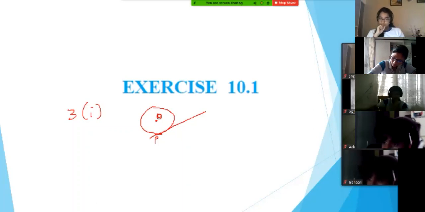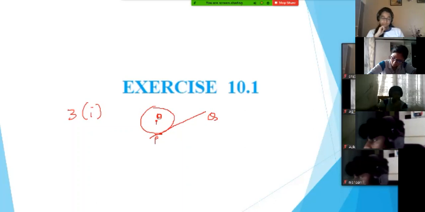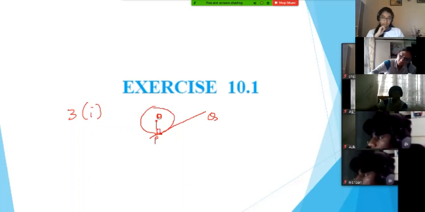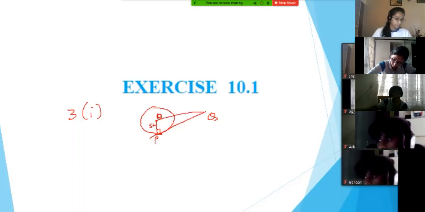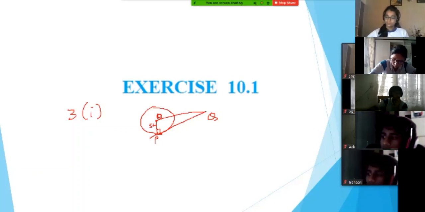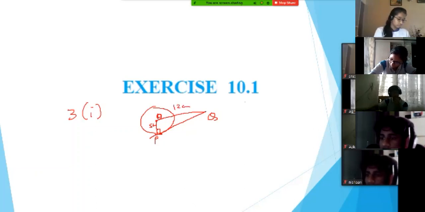A tangent PQ, I'll mark it as Q, of a circle of radius 5 centimeter. So this is 5 centimeter. And we know that radius and tangent are perpendicular to one another. It meets a line through the center at a point Q. That means this line from the center meets this at point Q. So OQ is 12 centimeter. They're asking me to find the length of PQ.